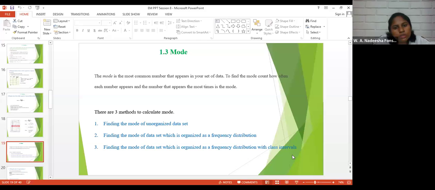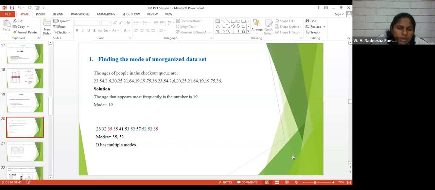Okay, then mode. Mode is the most common number in the data set. For a small set of numbers, you can find it by looking at them, you can find the most common value. There may be more than one most common number, so it can have multiple modes. It is better to arrange them in ascending or descending order first, then you can easily catch the most common value.